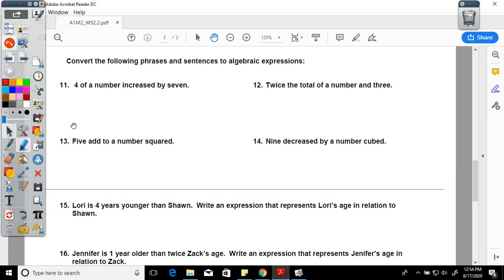Let's try these next two. Four of a number increased by 7. All right, I'm going to pause the video here and let you try this one. Okay, so let's start with this part. Four of a number, so that's going to be 4x, and it's increased by 7. Well, if it's increased, we're adding. All right, so there's my expression, 4x plus 7.